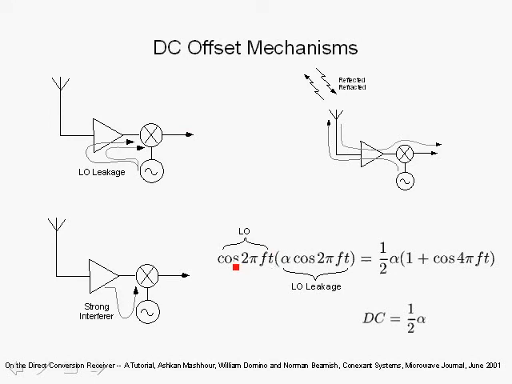Here we show the LO, for example, at cosine 2 pi ft, where f is, for example, the carrier frequency. And due to the fact that we are not completely isolated, you would have LO leakage shown by the component alpha, so you'll have self-mixing, where the LO mixes with alpha times the LO oscillator frequency. And if we use a trigonometric identity for cosine squared of the angle, we get the baseband term and also a double the frequency term over here. The double frequency term would be filtered out.